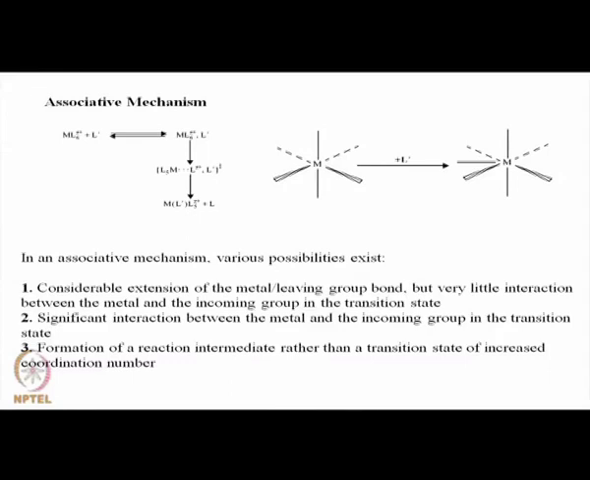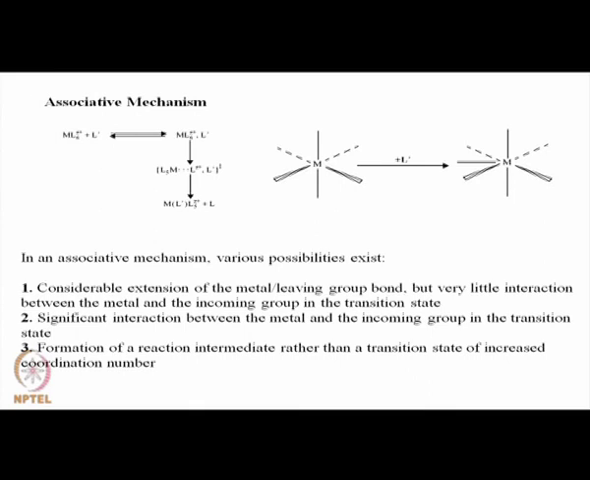So in an associative mechanism, various possibilities exist. Considerable extension of the metal and leaving group bond, but very little interaction between metal and incoming group in the transition state, is there. So that means something of this sort may happen. Significant interaction between metal and the incoming group in the transition state may happen. There are various possibilities, such as formation of a reaction intermediate, rather than a transition state, of increased coordination number. So these are the possibilities for an associative mechanism.